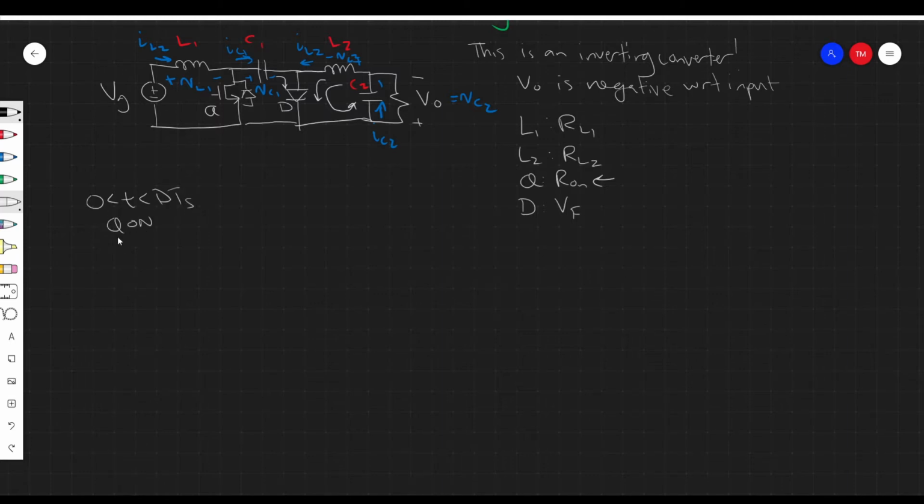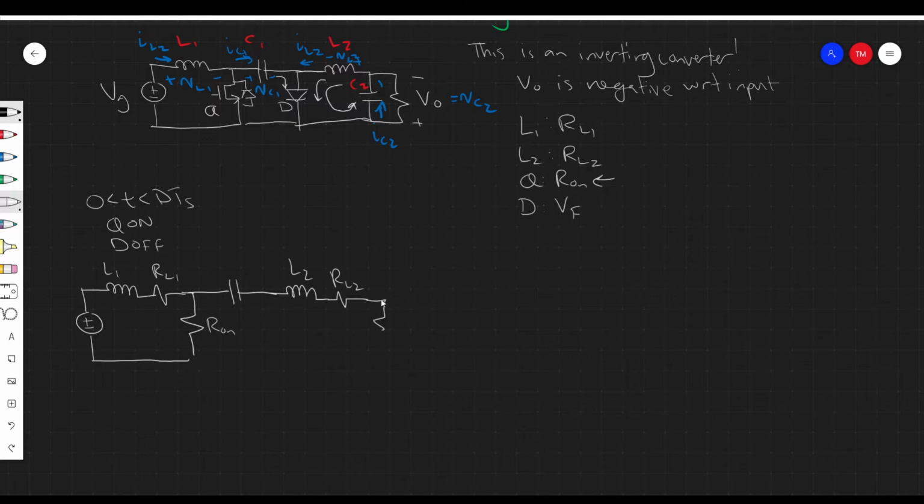Well, Q is on, D is off, right? We're going to include the losses in these sketches. So we have the input voltage, the inductor has a resistance RL1, the MOSFET is on. It has an on resistance, R on, so we'll draw that here. This is RL1, this is L1. This is connected to a capacitor, C1. The diode is off, so I won't draw it. This is then connected to an inductor, L2, which has a resistance, RL2. And this is then connected to the output capacitor and the load resistor. So this thing I'm going to call R load.